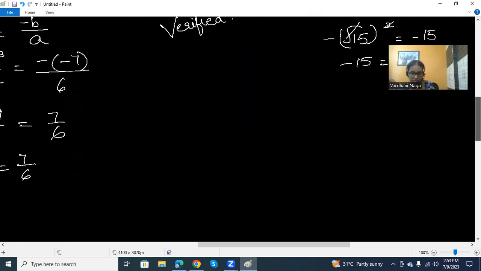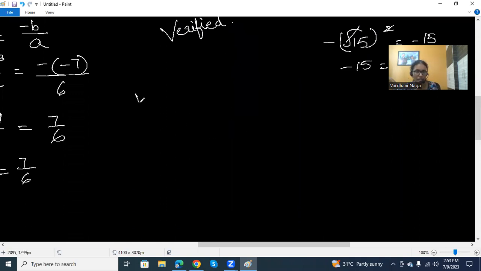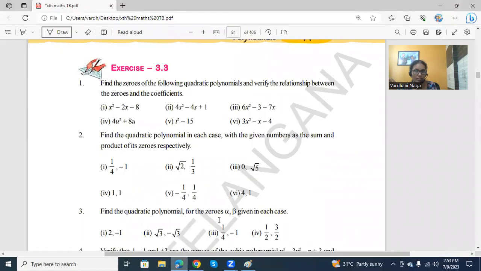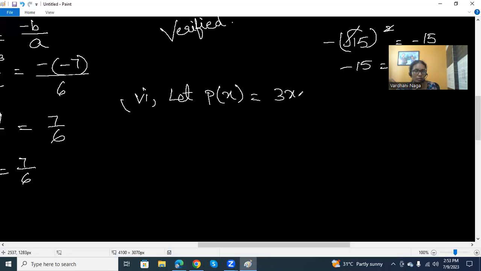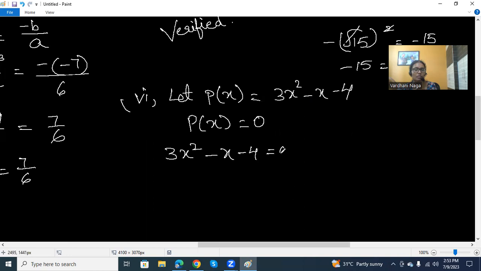Next. Last and final bit in this question, the sixth one. Let P of X be the sixth bit: 3x square minus x minus 4. It is in the order. Right? So for finding zeros, put P of X equal to 0. So 3x square minus x minus 4 equal to 0.